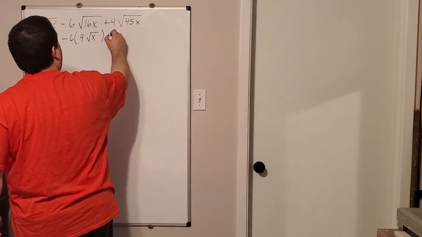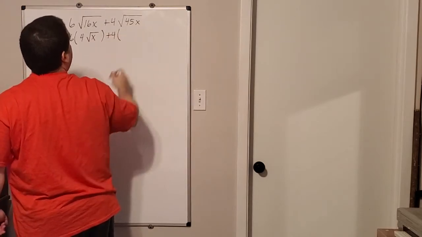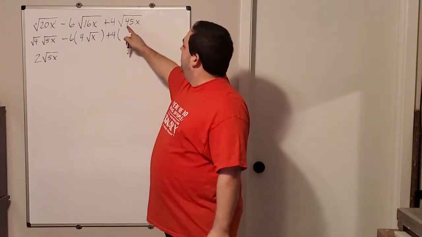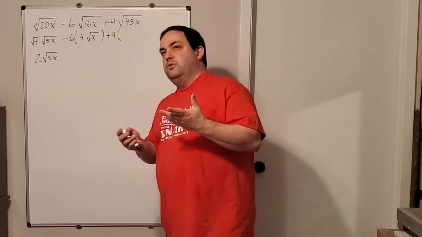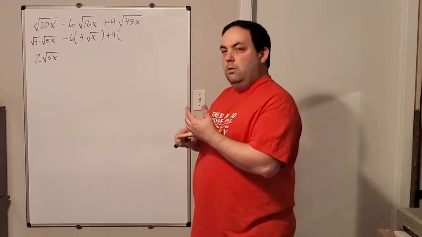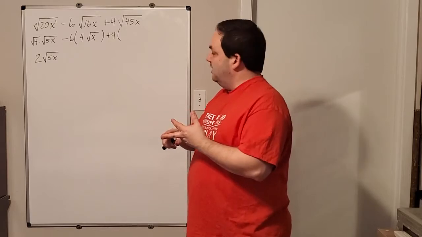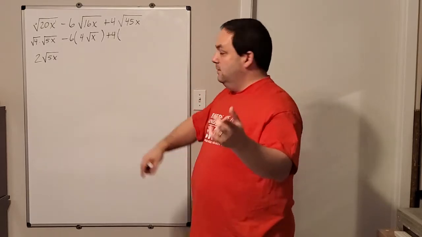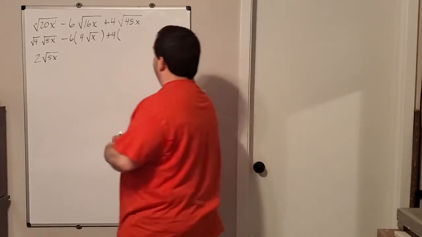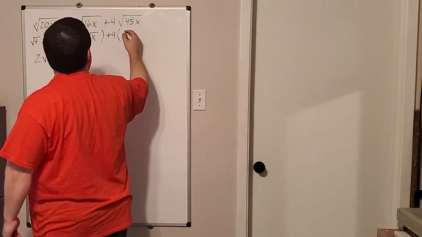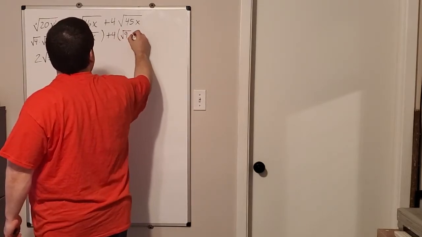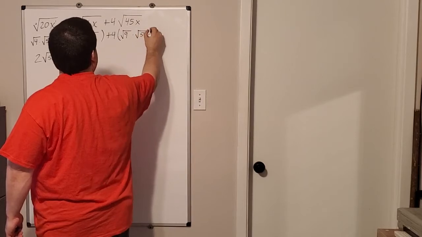Okay, so plus 4 times, and then square root of 45. Let's go through our square numbers, right? 4, 9, 16, wait a minute, 9, right? 9 goes into 45. So I'll be splitting that into square root of 9 times the square root of 5x, like so.